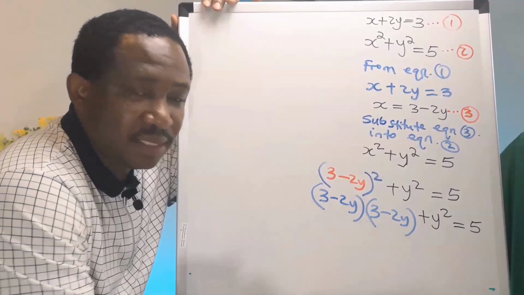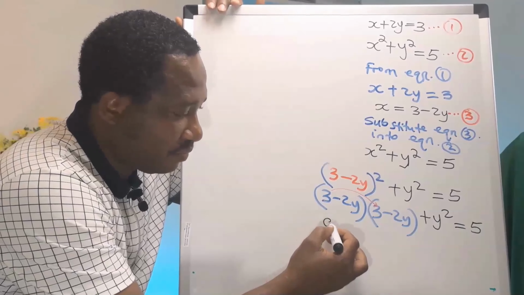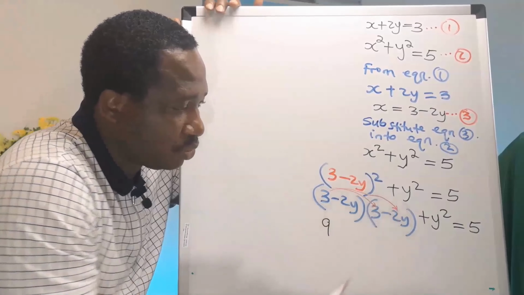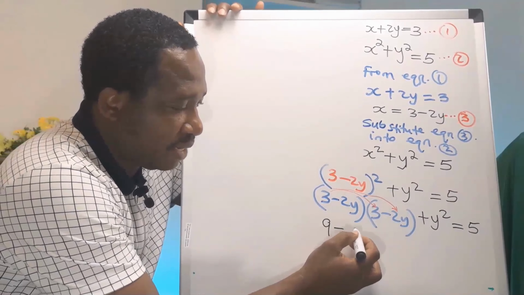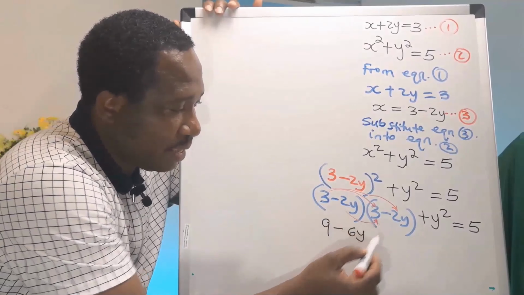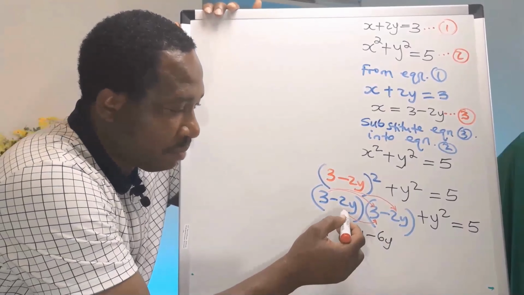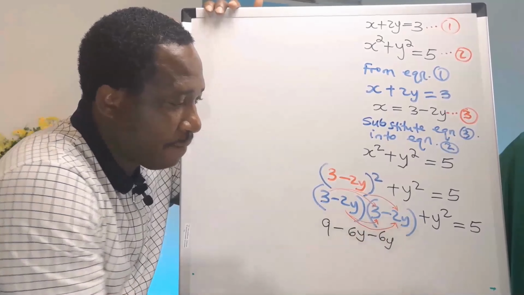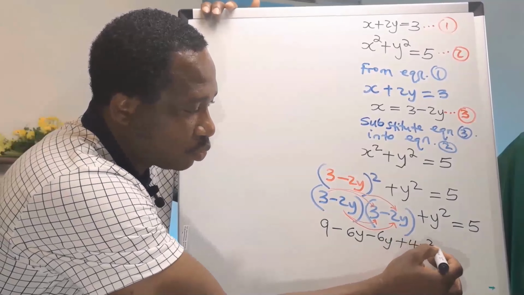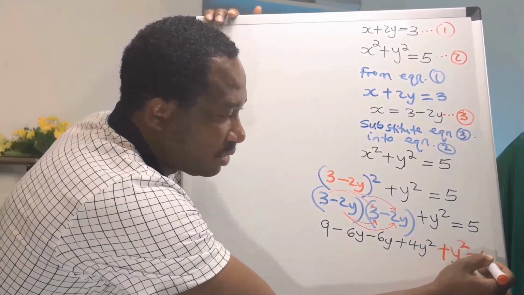We're going to expand this bracket. 3 multiplied by 3, you will have 9. Next, 3 will multiply minus 2y, you will have minus 6y. Next, minus 2y multiplied by 3, you will have minus 6y. Next, minus 2y multiplied by minus 2y, you will have plus 4y squared, and we have plus y squared is 5.